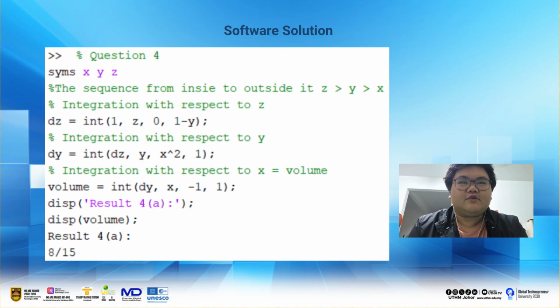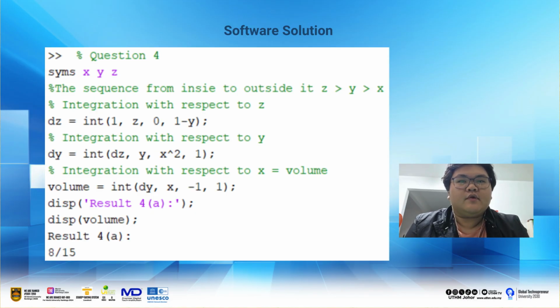So for the last question, question 4, the first step is to define all the variables that we need to use, which are x, y, and z. We know that to calculate the volume, we need to do it from inside to outside, which is z, then y, then x. So the first part is to integrate with respect to z. The integrand is 1, with respect to z. The lower limit is 0, the upper limit is 1 minus y.